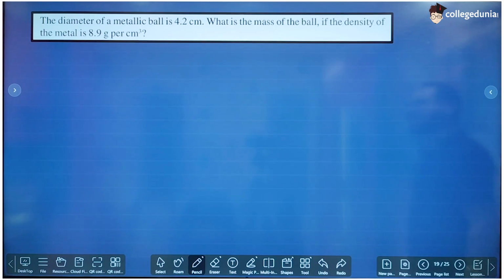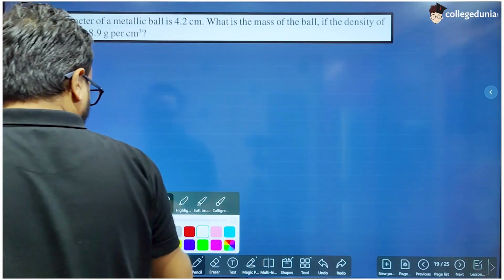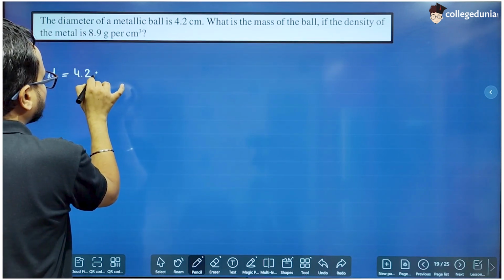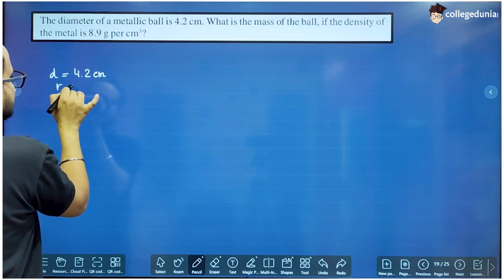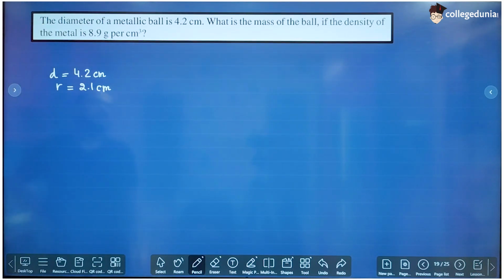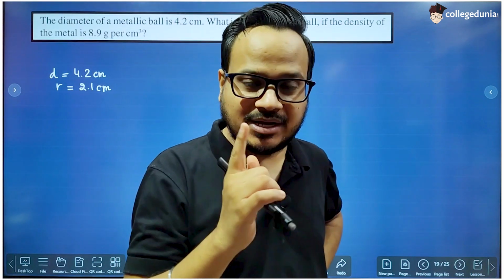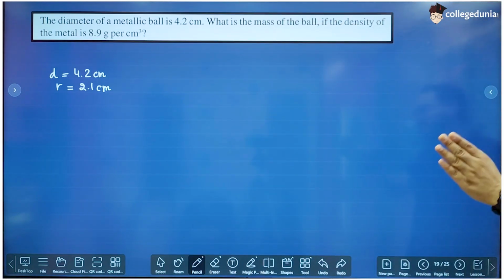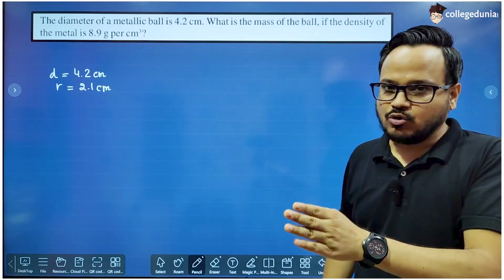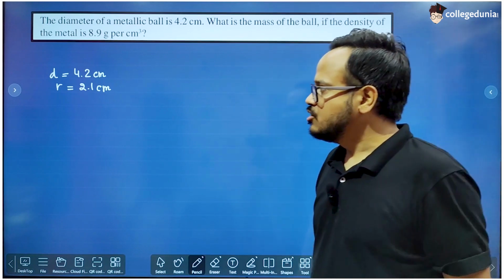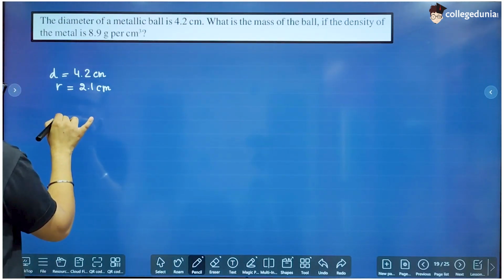The diameter of a metallic ball is 4.2 centimeter. So the radius is half of this, which is 2.1 centimeter. What is the mass of the ball, if the density of the metal is 8.9 gram per centimeter cube? Density means the mass per centimeter cube, and that is 8.9 gram. So now we have to find the mass of the total ball. So first we have to find the volume of the ball.